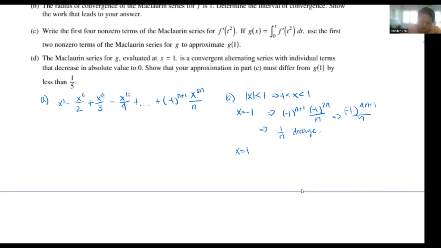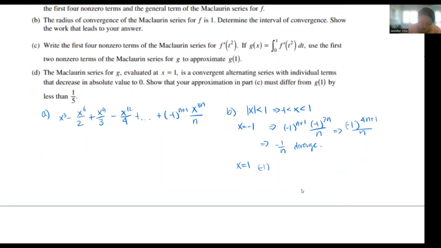The other endpoint, x equals 1, let's plug it in. We get negative 1 to the n plus 1, 1 to the 3n over n. And we know then that's negative 1 to the n plus 1, and then that 1 over n, right? Because 1 to the 3n doesn't really matter, it's just 1. So this is going to converge by alternating series test. So this endpoint is going to converge, right? Because the limit as n approaches infinity of 1 over n equals 0. So this is going to converge by alternating series test. Therefore, my interval of convergence is going to look like this, where it's non-inclusive of negative 1, but inclusive of 1, like so. Okay. All right.